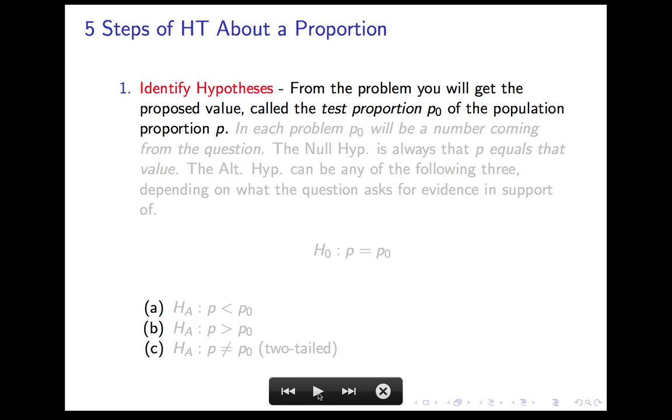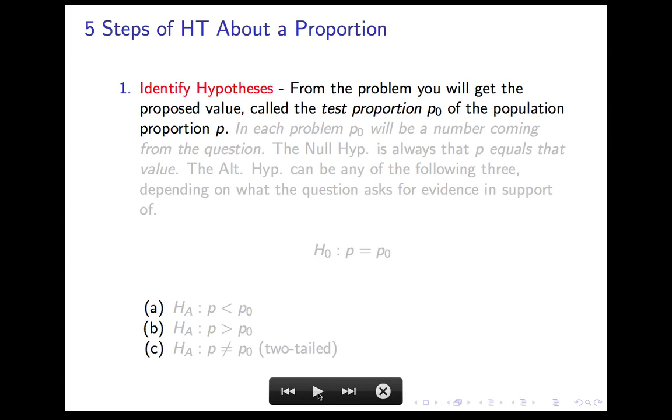The first step is identifying the hypotheses, the null and alternate hypotheses. You get these from the statement of the question. The most important thing you'll get from the statement of the question is what value you're comparing p to. So a specific proportion, which we'll call the test proportion, p naught, will be either explicitly mentioned in the problem or implicitly mentioned in the problem. If it says you want to know if this is a fair coin, you have to realize that in a fair coin, the proportion p of heads is 0.5. So there, the proportion you're comparing it to would be 0.5.